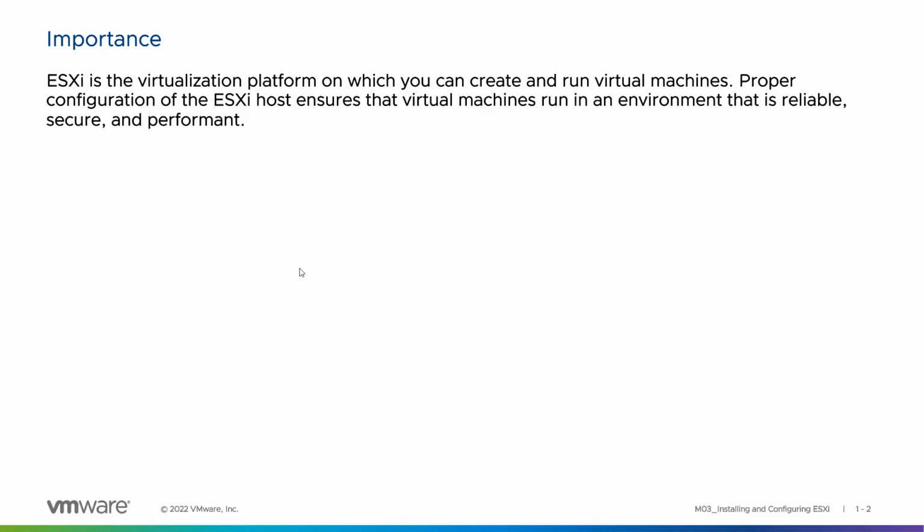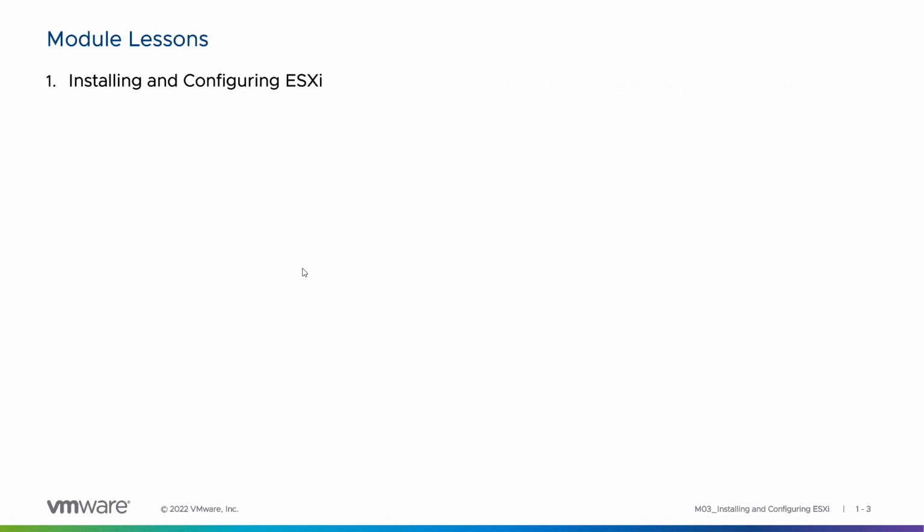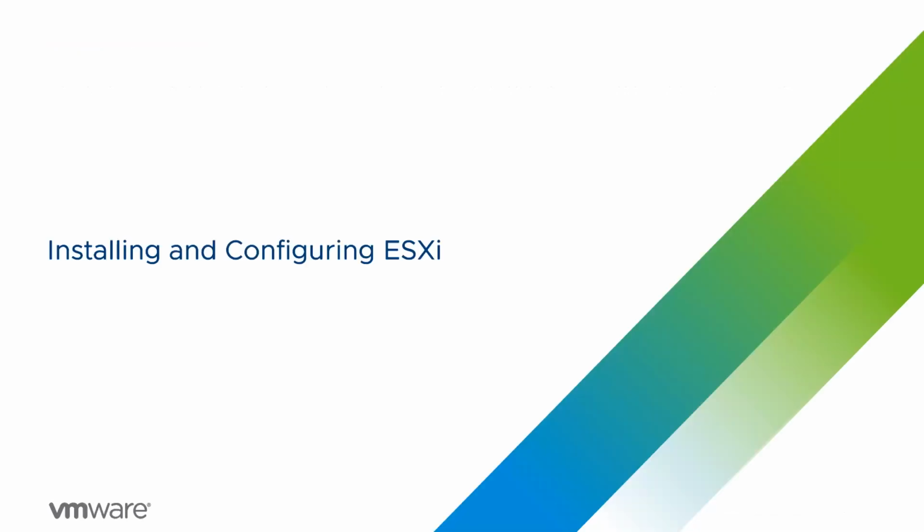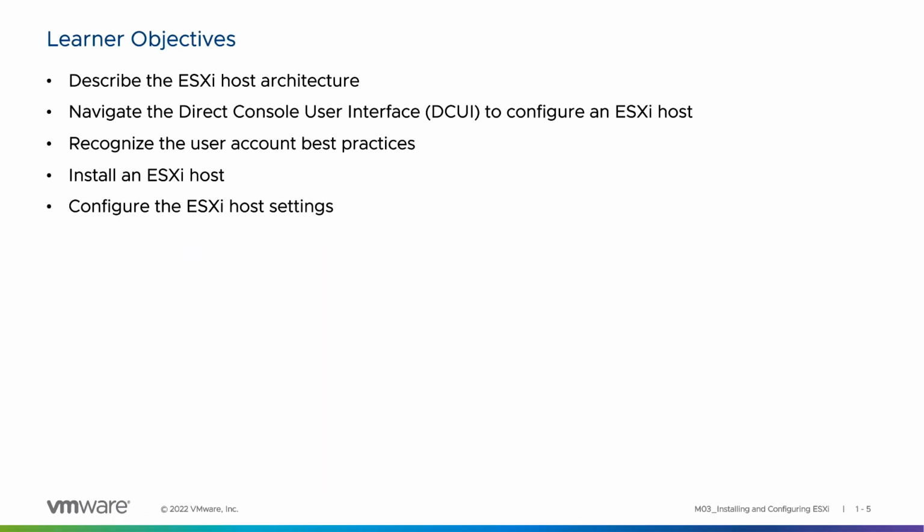It's module 2 or 3. This is starting module 3. So the module lessons: install and configure ESXi. I haven't come up with any notes yet for you. I'll tell you when there's a note to write down. So describe the architecture. There's definitely going to be a note on architecture when we get there. Navigate to the direct console user interface, it used to be called direct command line user interface, they've changed it, to configure an ESXi host. Recognize the user account best practice, install an ESXi host and configure an ESXi host setting.